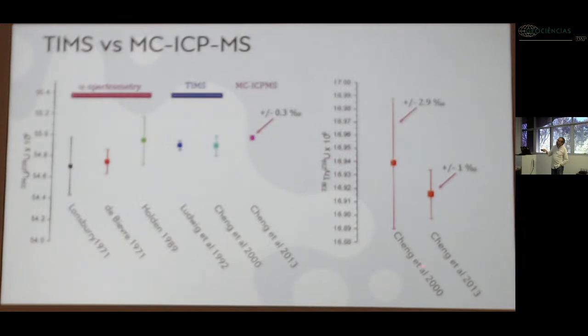You can see Cheng et al. 2000. This is the best value that he could report. And in 2013, 13 years later, with multi-collector ICP-MS, it's just 1 per mil, from 3 per mil to 1 per mil. And this is using TIMS, and this is using multi-collector ICP-MS.